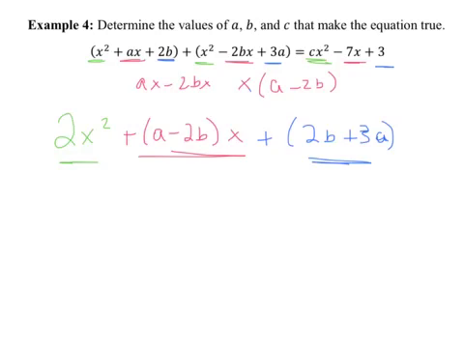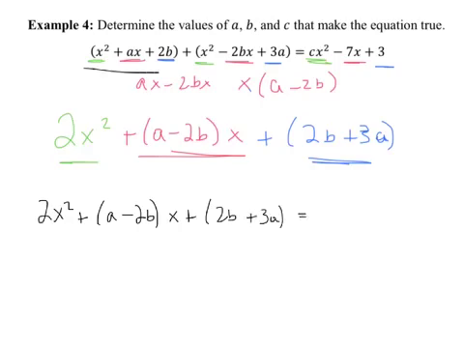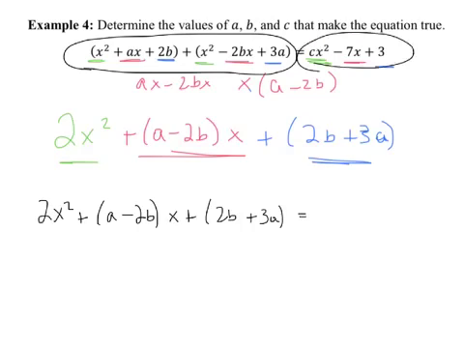So what we need to do now is really what's called equating the coefficients. And let me write out what I mean here. So I'm going to rewrite this entire thing, but with the whole thing written. So we've got 2x squared plus quantity a minus 2b times x plus quantity 2b plus 3a. And again, this is the simplification of the left-hand side. And that equals what's on the right-hand side here. Cx squared minus 7x plus 3.